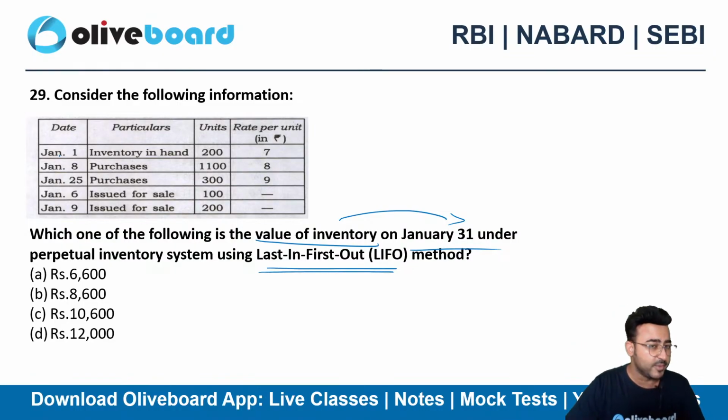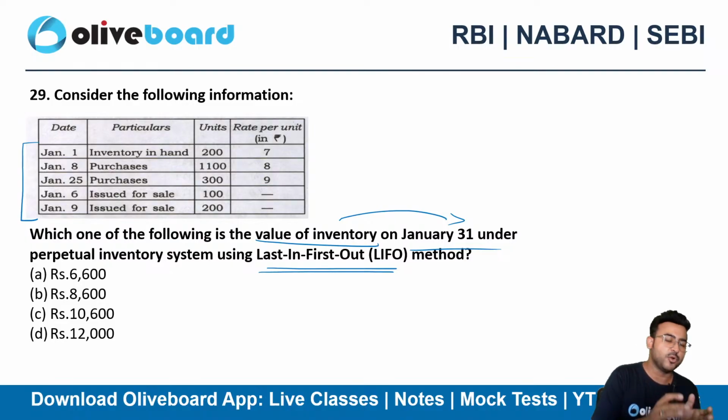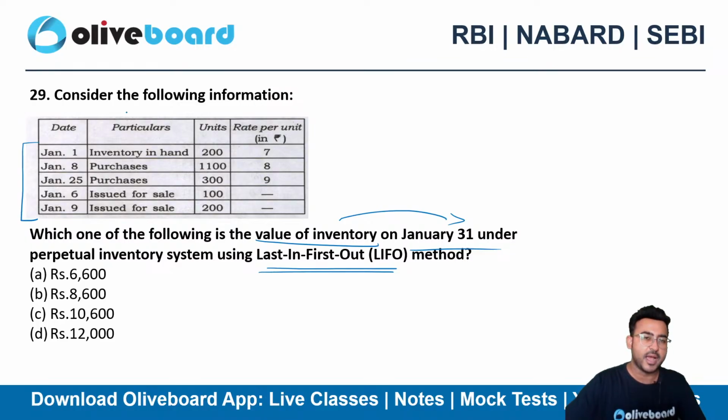However, please do remember they have given you dates, so you need to proceed in a chronological manner. अगर आपने chronological manner follow नहीं किया, so आपका पूरा question यहाँ गलत हो जाएगा. So I can see that on 1st of January I was already having inventory in my opening stock, 200 units at the rate 7 rupee.